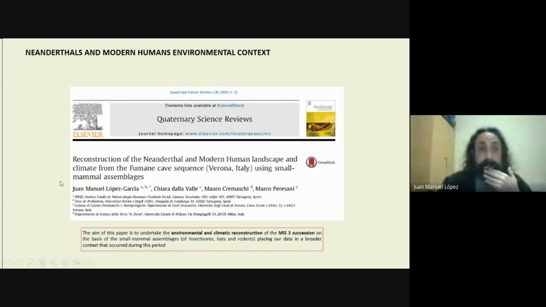I'm going to put an example about the environmental reconstruction. This is a Neanderthal and modern human context. This is a manuscript that we published also in 2015 from Fumane Cave.